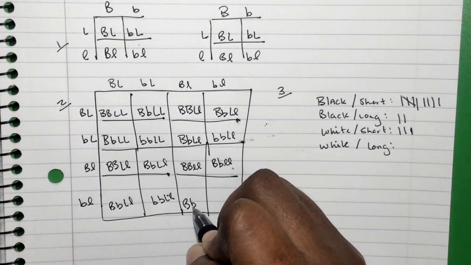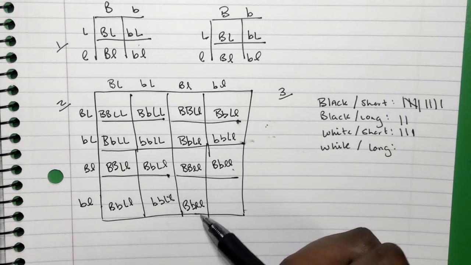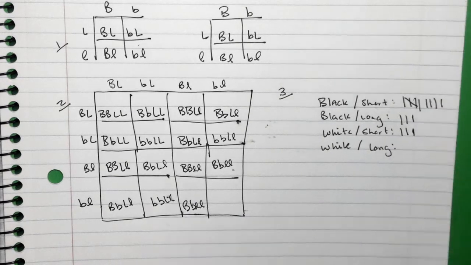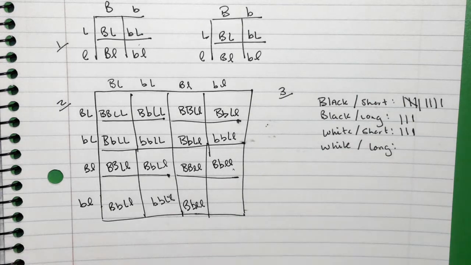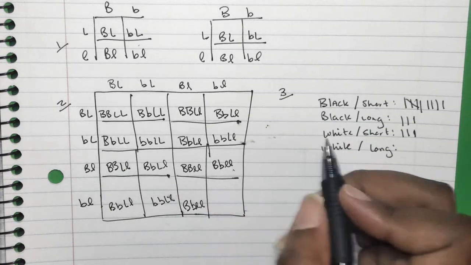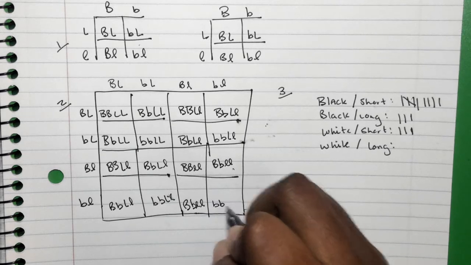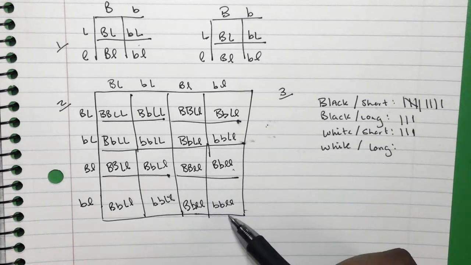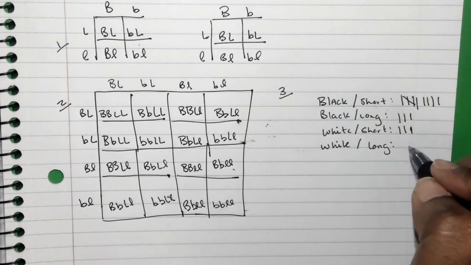Big B, little L, little L. What do you say about this one? That one's black and long, because the recessive is long. And then the last one, little b, little L, little L. What do you say about that guy? White and long. All right.